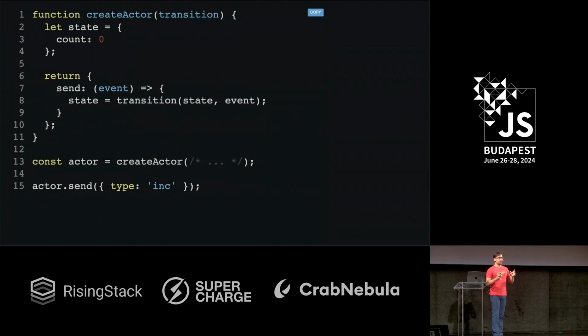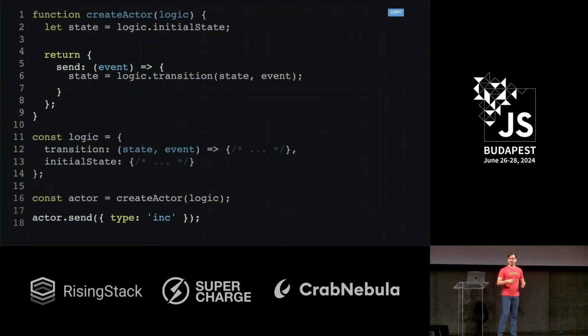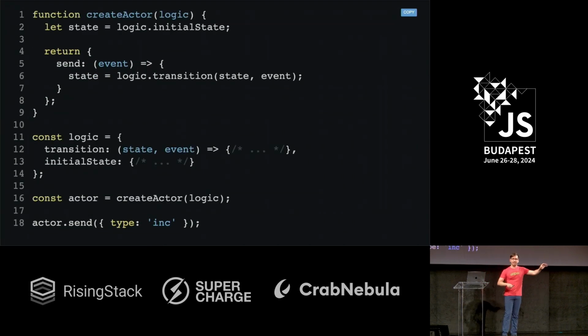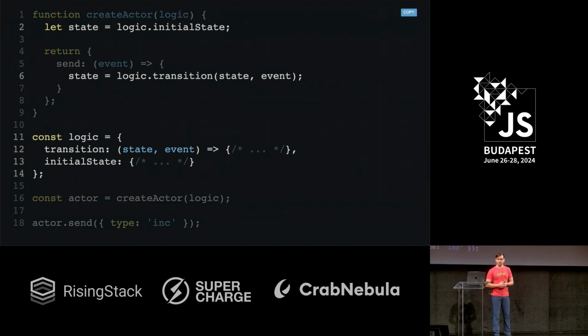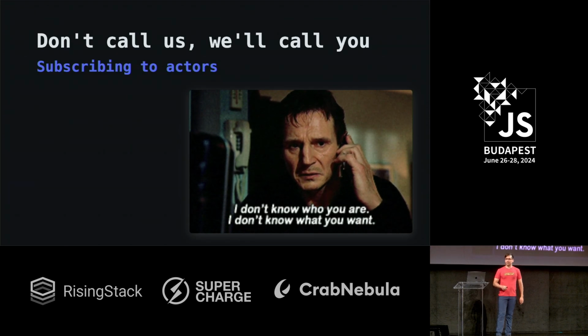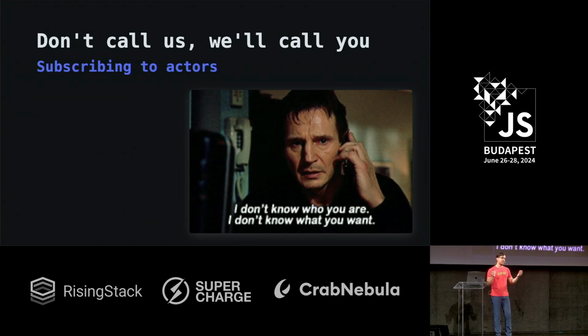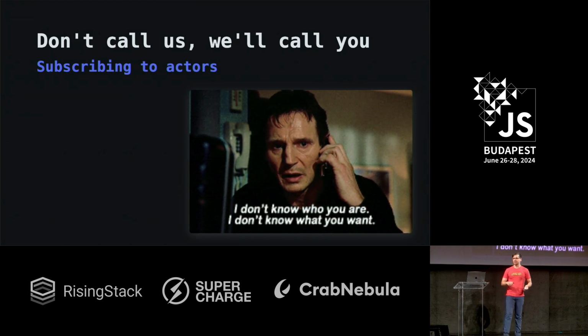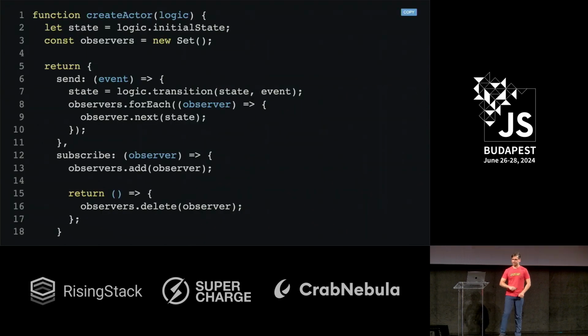But let's say we don't want to hard-code that logic. We want to customize it. So instead, we should pass it a transition function. This transition function will say, given the current state and the event that I just received, here's what the next state of the actor should be. It's a pure function, and that abstraction actually works pretty well. But now we have to implement subscriptions, so things get a little bit more complicated.